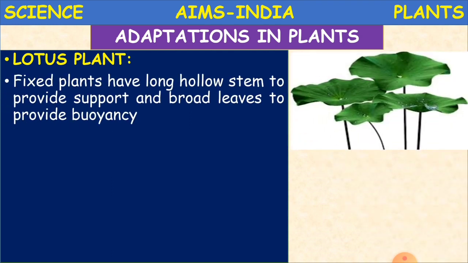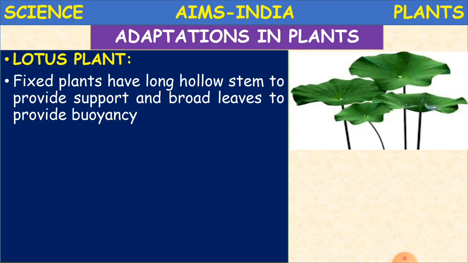Now what about the lotus plant? The lotus plant is a fixed plant which has a long hollow stem to provide support and broad leaves to provide buoyancy. So how is the lotus plant able to live? The lotus plant is an aquatic plant, children. It lives in water. Everybody knows that. So it is a fixed plant.